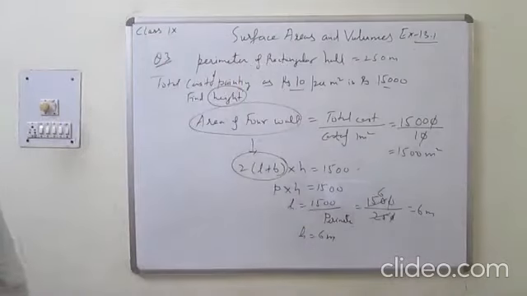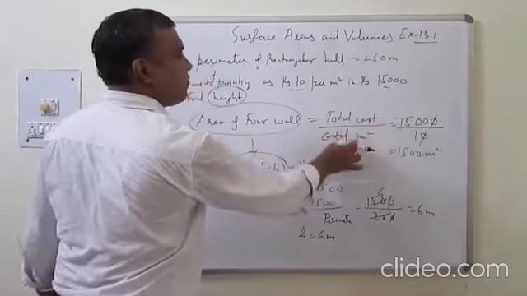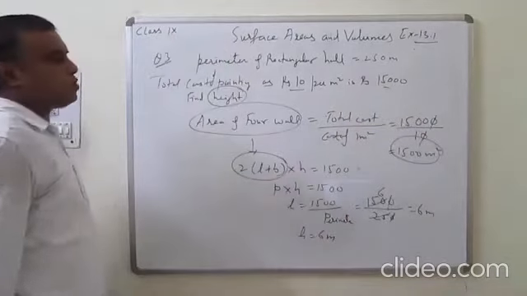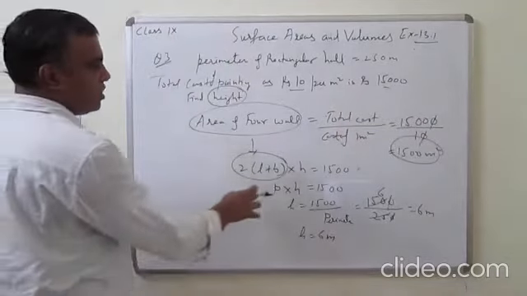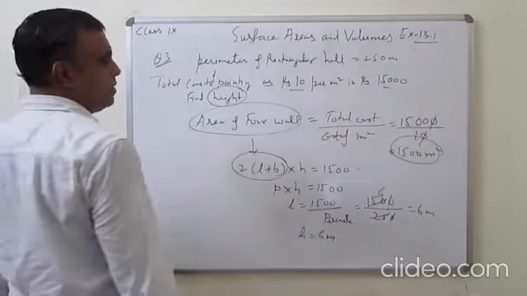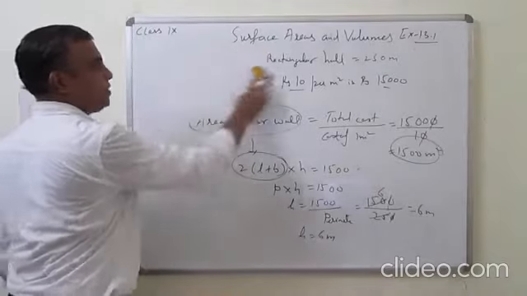So one more question I will do. Total cost is given to you, 15,000, cost of 1 meter square. If you divide total cost by cost of 1 meter square, you will get the area of four walls. Area of four walls is perimeter into height. Perimeter is given, height is 6 meter.